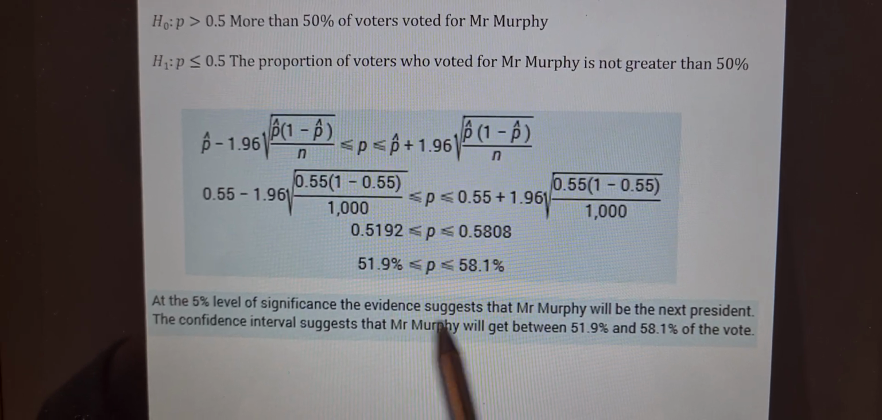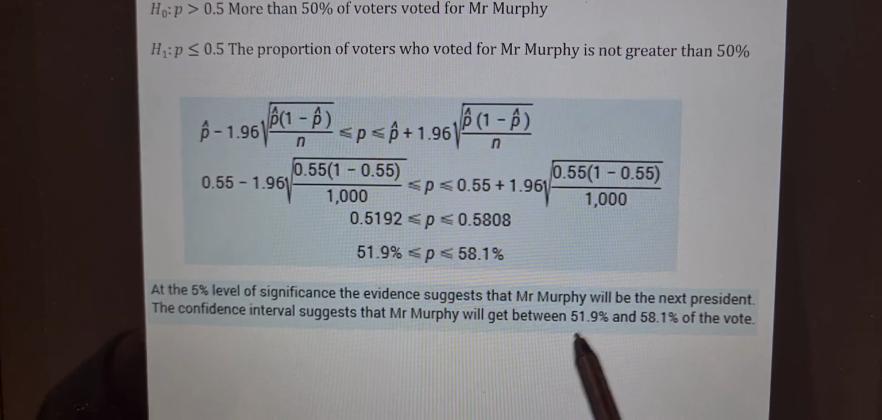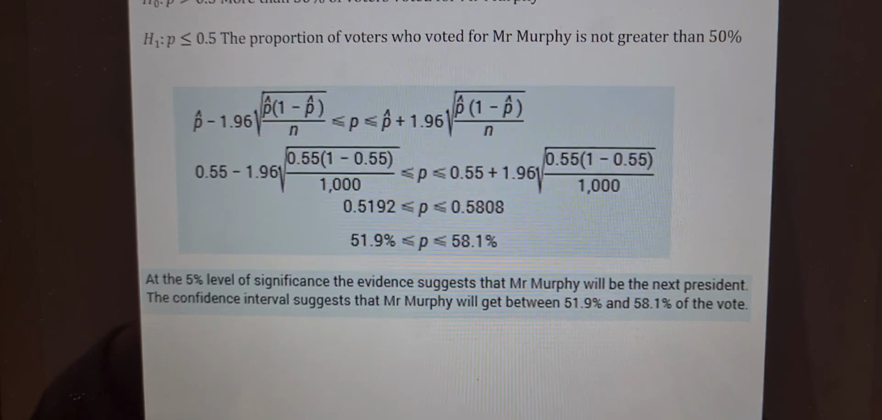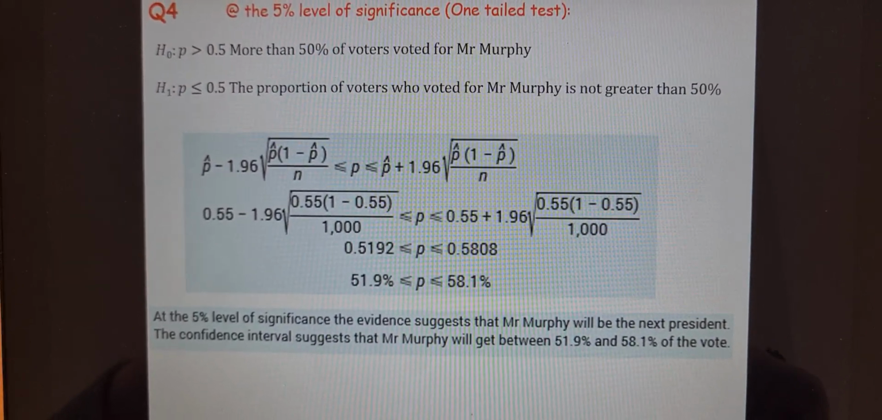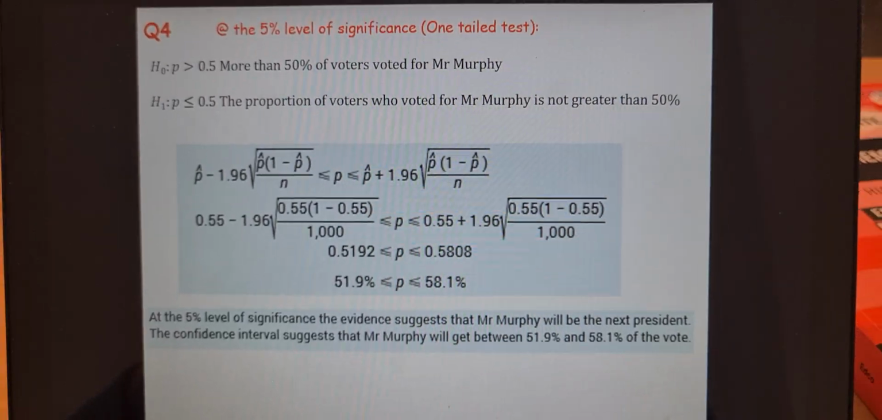So the confidence interval suggests that Mr. Murphy would get between 51.9 and 58.1% of the vote. Okay, so he's gotten more than 50%, and that's what we wanted it to be in order for him to be elected the next president.